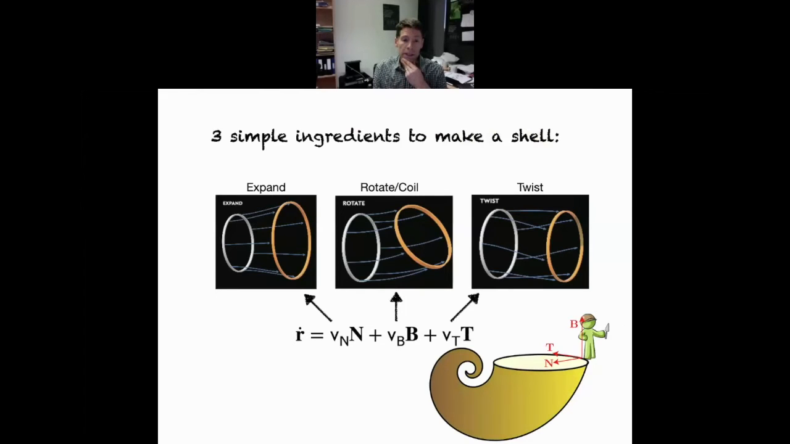And conceptually, it's quite simple. We have three simple ingredients to make a shell, as in the basic shape of the shell. It can expand, which is growth in the normal direction. It can rotate, which is growth in the binormal direction, but with a gradient. So imagine one side is growing faster than the other side, and you get this rotation or coiling. And growth in the tangent direction is a bit strange to think about, but you can equate that with a twisting.